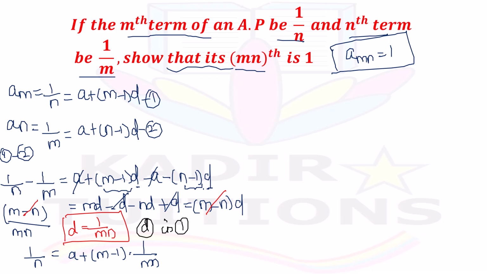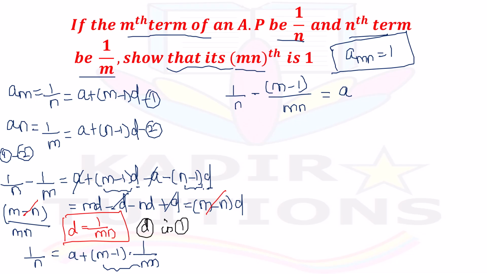So how to solve this one? 1 by n is already on the LHS. Now we are going to move the term other than the a term to the LHS. So it's becoming 1 by n minus m minus 1 divided by mn, which is equal to a.